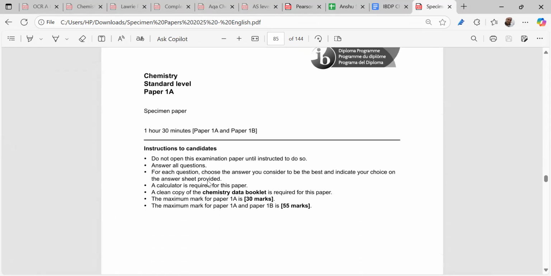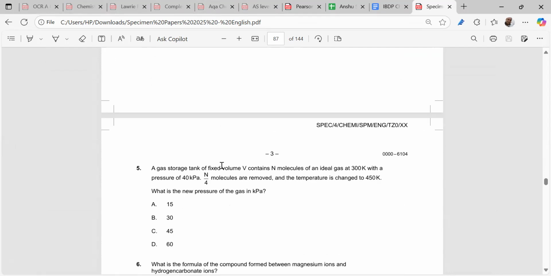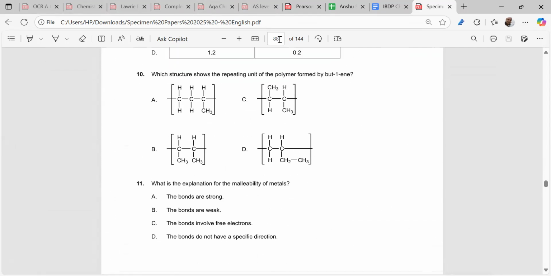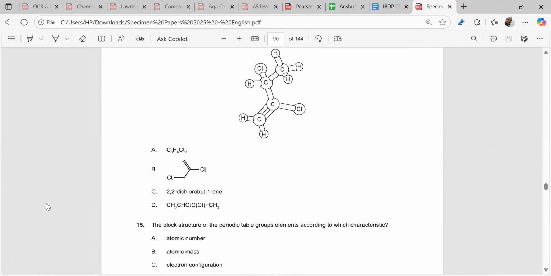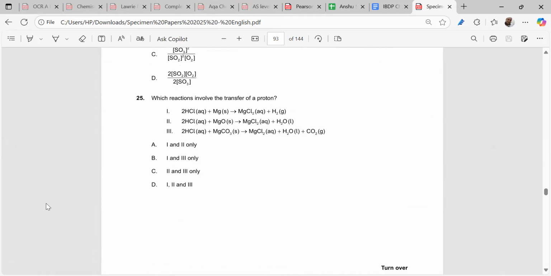So for the SL students, this is paper number 1, a similar kind of paper. Polymerization, I forgot, is very important: how to draw the repeating unit from the monomer, and monomer from the repeating unit, vice versa. These are the repeating units you are given, so that is also a common question which comes. I'll be uploading some tips also in future videos.